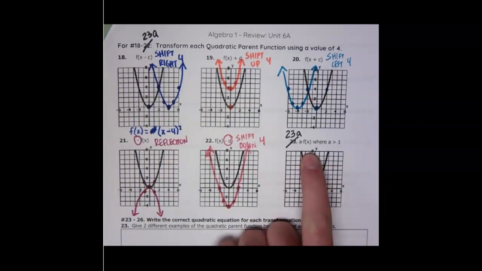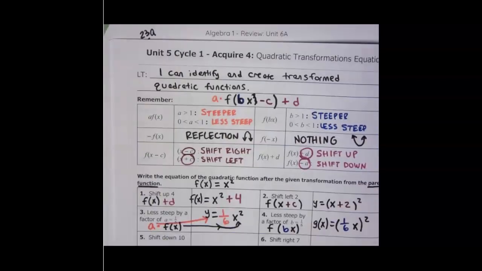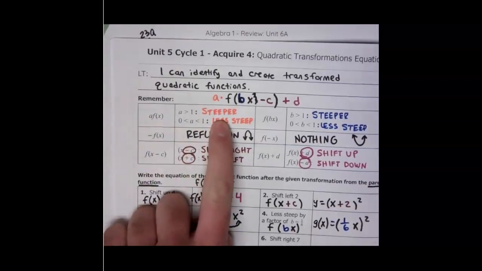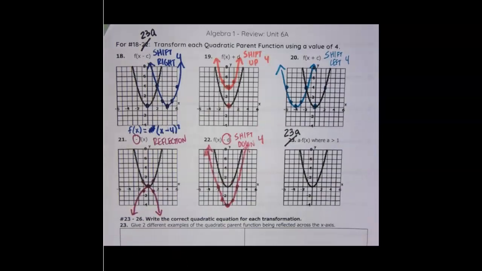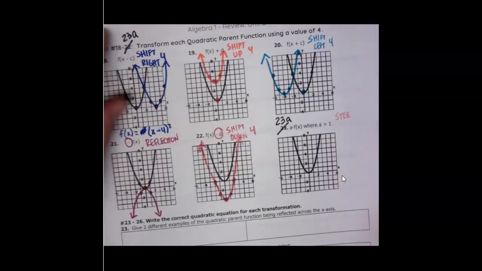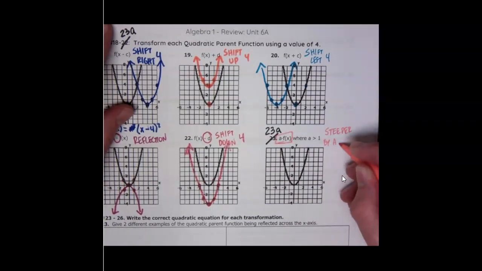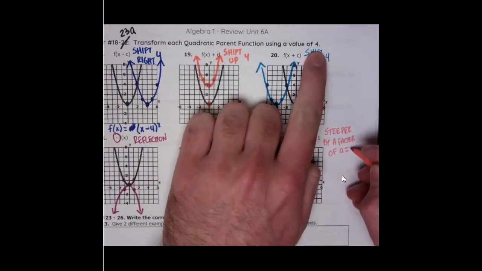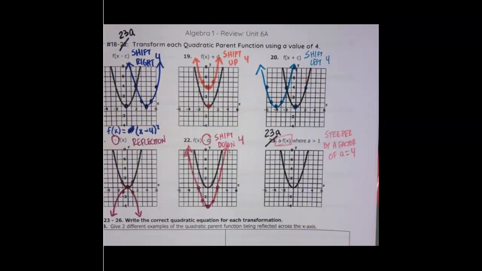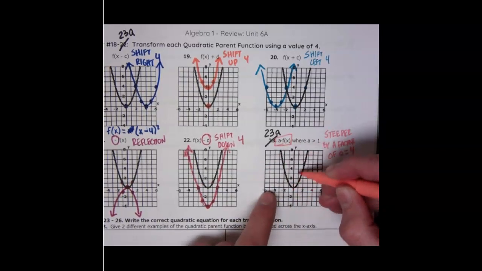Okay, now this is the very last one. We'll call it 23a. Let's take a look at what this one would be. It says a times f of x when a is greater than 1. So a times f of x when a is greater than 1, it's steeper. Okay, so if it's going to be steeper, right, because it's a of f of x, steeper by a factor of a equals 4. So we could draw just a simple graph that's inside this one, right? Because we know it needs to be inside if it's going to be steeper.